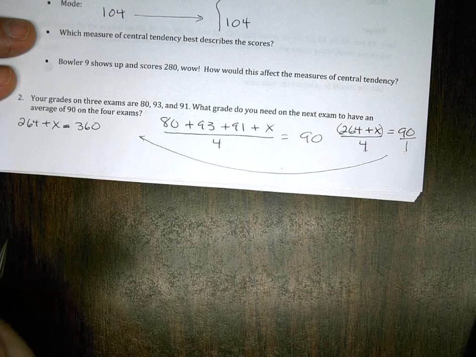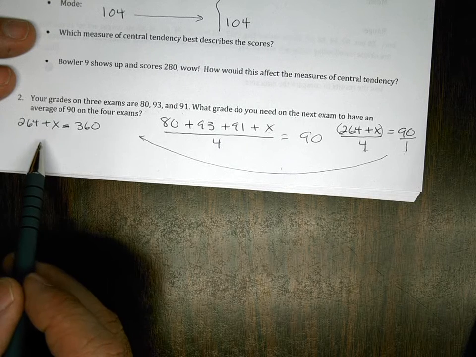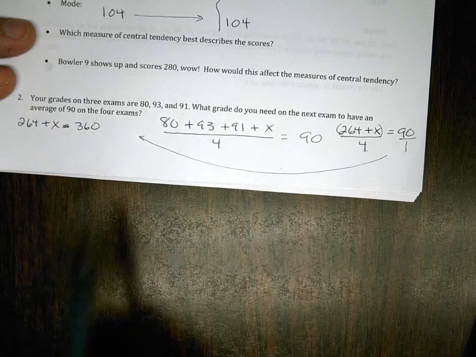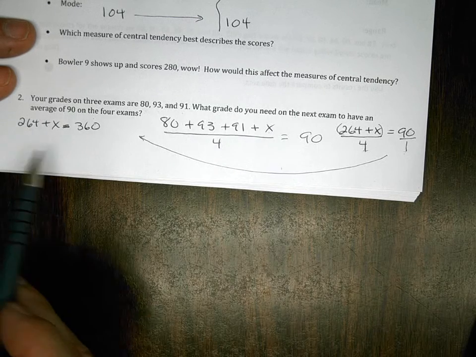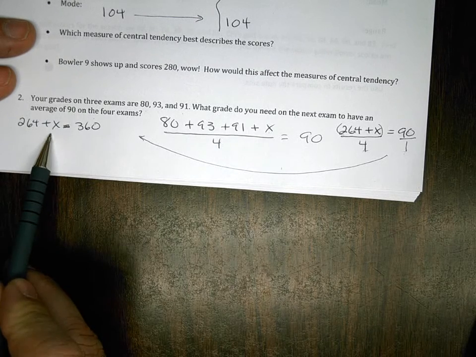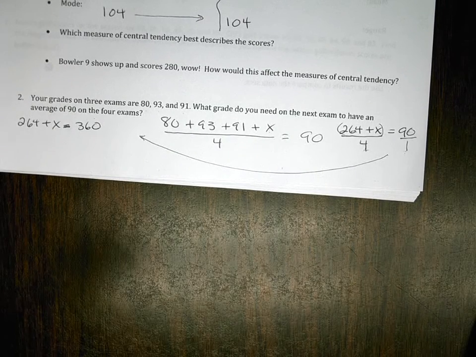So after cross multiplying, I end up with 264 plus x equals 360. Does that make sense? Yeah? We good? Yeah. Okay.